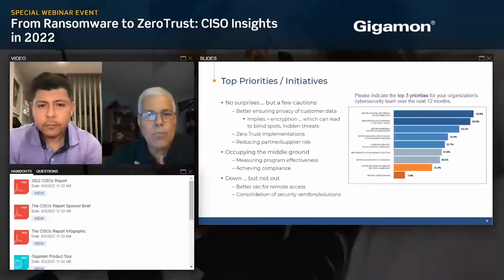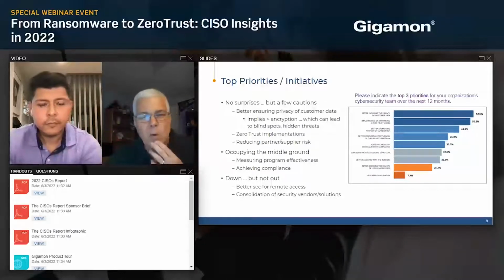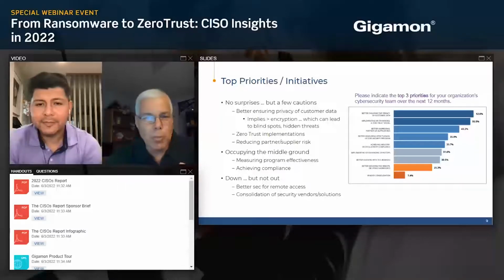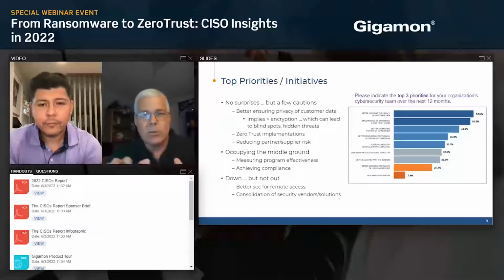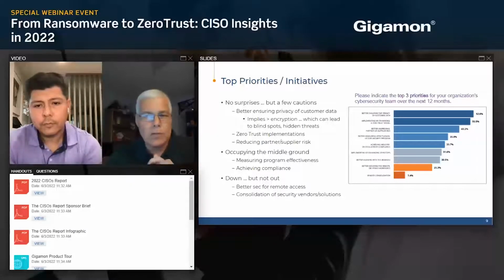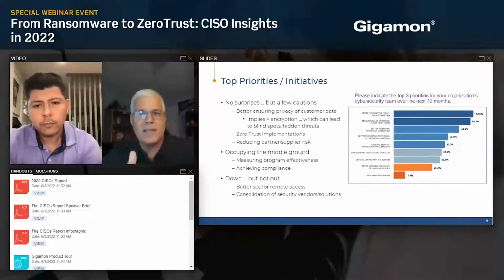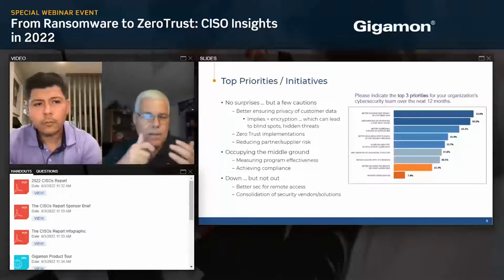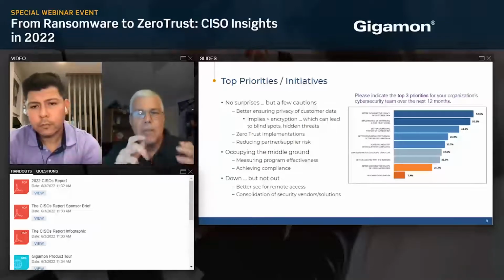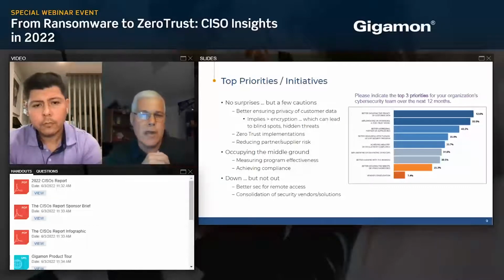All right. So top priorities and initiatives. Shifting focus a little bit, these next three slides are all about plans and priorities. Given the threats, the vulnerabilities, the obstacles we just talked about, what do CISOs intend to do next? And top priority at a macro level: better ensuring the privacy of customer data.